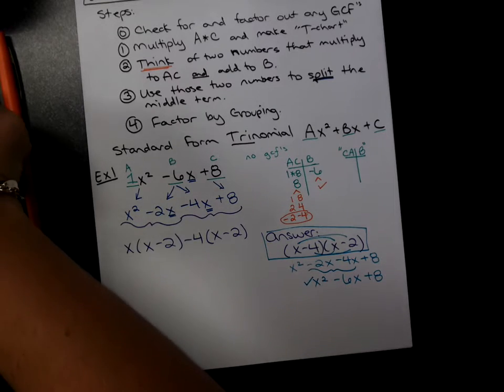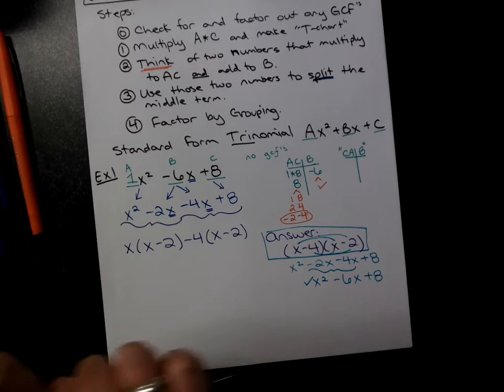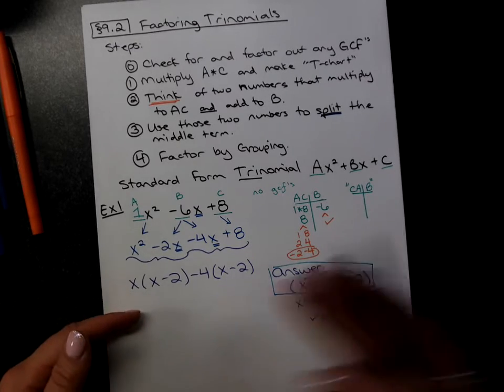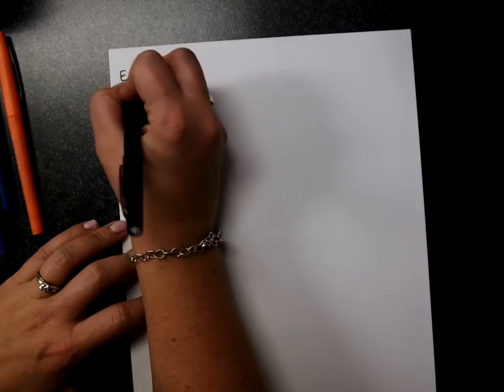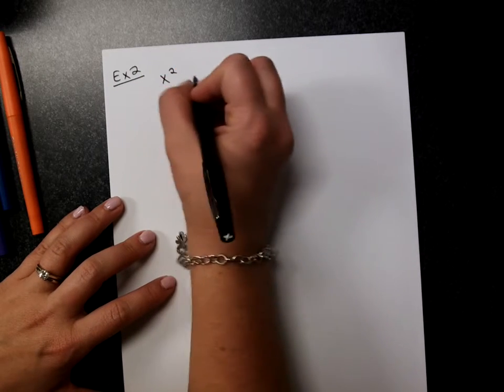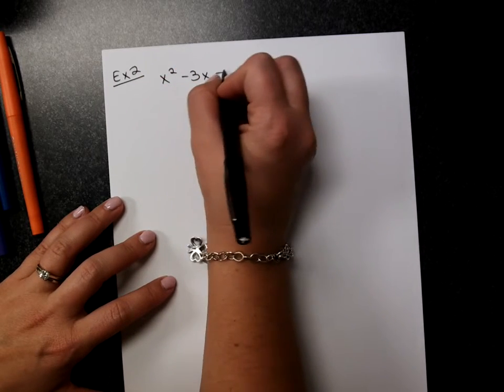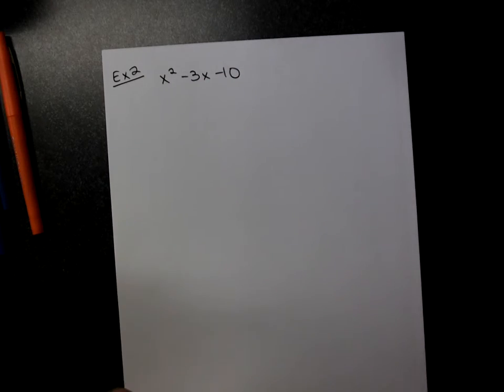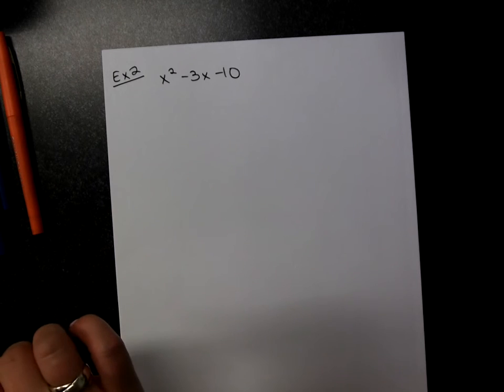Alright, I'm going to turn the page because I wrote kind of big for that one. I want to give you one to try. I want you to pause the video and try this example, and then you can start the video back up. So example 2, let's do x squared minus 3x minus 10, and the directions are to factor completely. Go ahead and pause the video, try this example, and then play the video back.